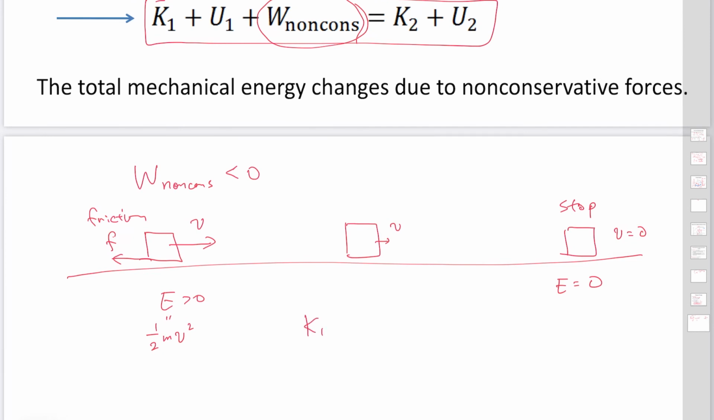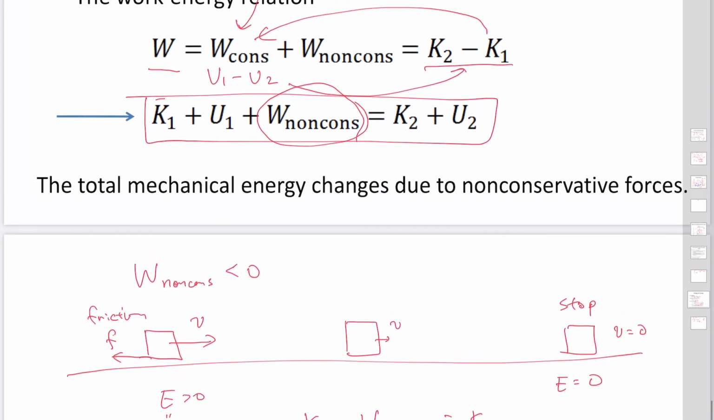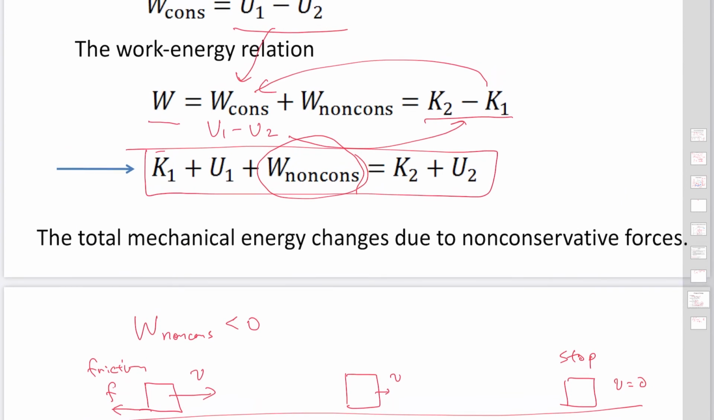So K sub 1 plus W non-conserve equals K sub 2, and K sub 2 is 0. So K sub 1 is exactly equal to this positive quantity. So W non-conservative is equal to minus K sub 1 when the object is going to stop. Okay, when we consider the frictional force, the total mechanical energy cannot be conserved, so we have to consider the contribution from the non-conservative force. Okay, this is the end of this session.